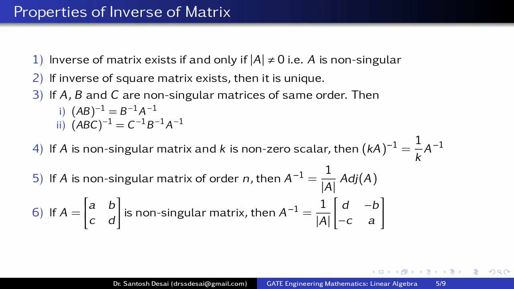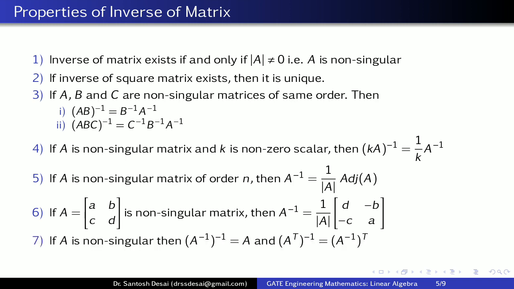Now the particular case: if A is a square matrix of order 2 and it is non-singular, then A inverse is equal to 1 upon determinant of A times the matrix with first row d, -b and second row -c, a. And last one, if A is non-singular, then (A transpose) inverse is equal to (A inverse) transpose. Now we consider the examples.